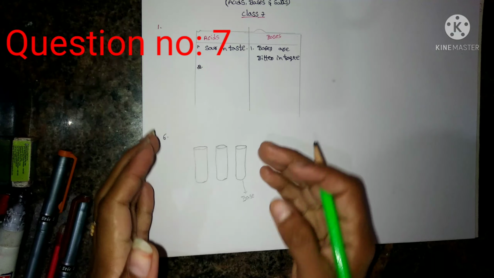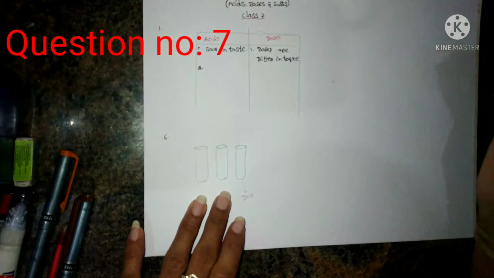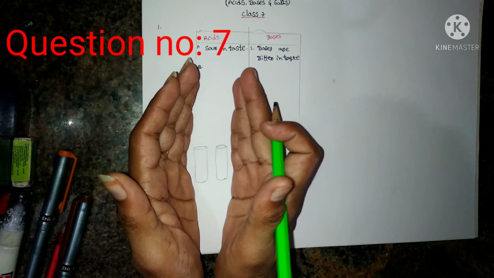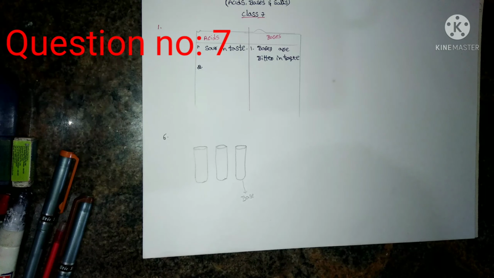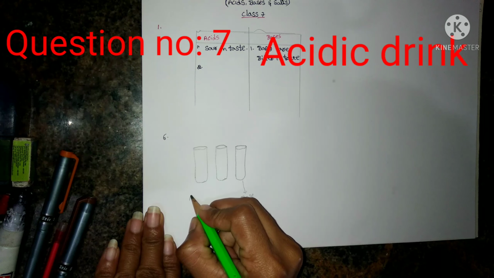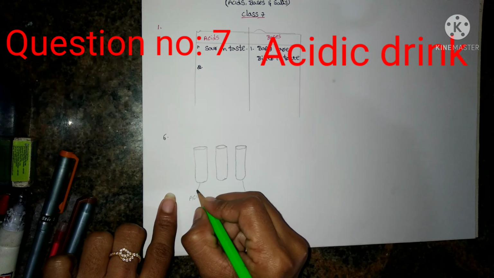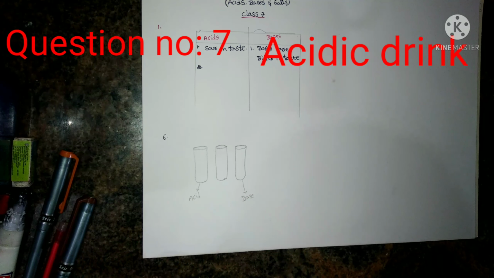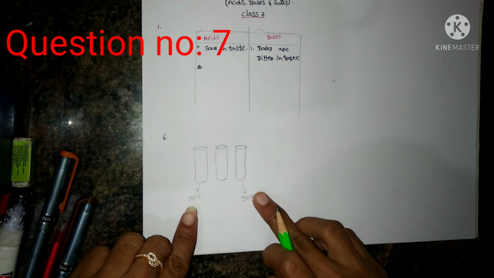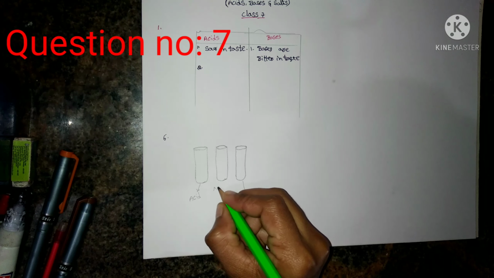Next, he will take the blue litmus paper and he will dip it in these 2 test tubes. In these 2 test tubes, which drink turns the blue litmus paper red? That substance is an acidic substance or acidic drink. So now this is acid. For example, here I am considering this drink has changed the blue litmus paper to red. So now this is an acidic drink. So Dorji has found this is the basic drink and this is the acidic drink. The leftover one is the neutral drink.